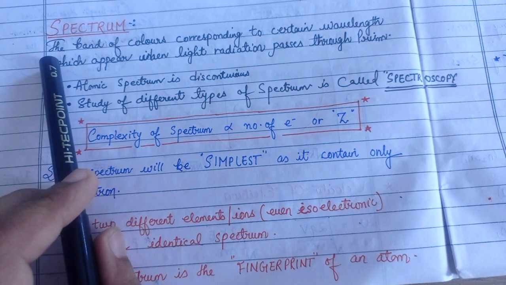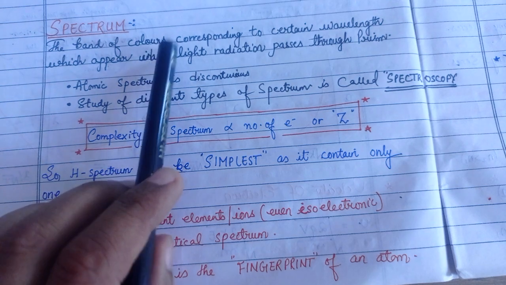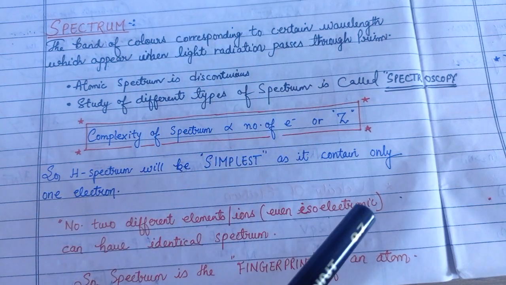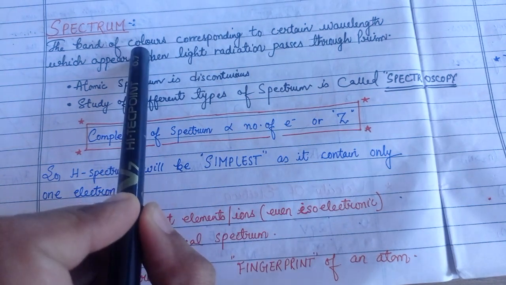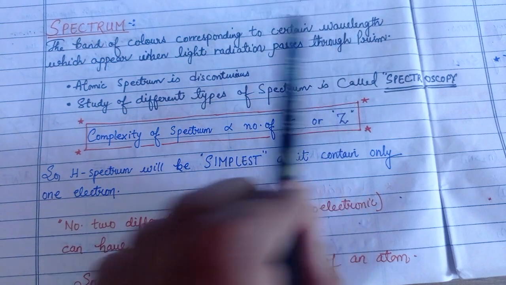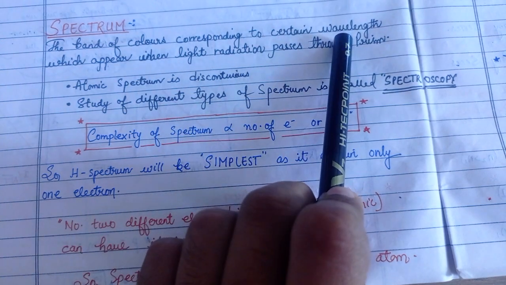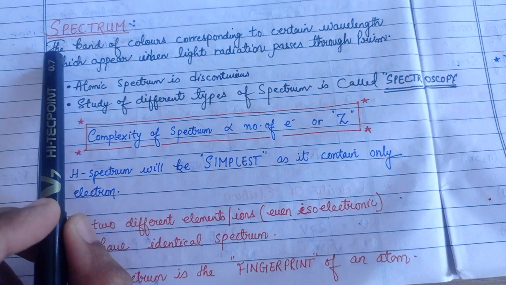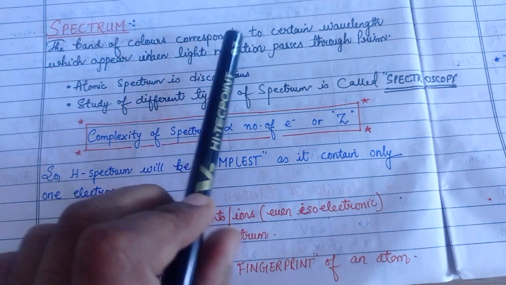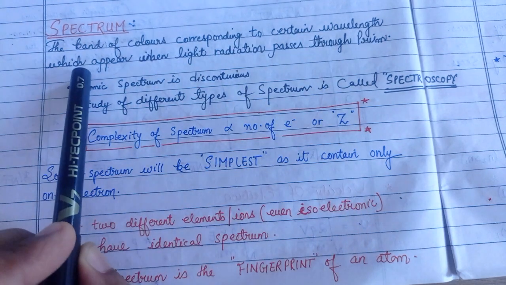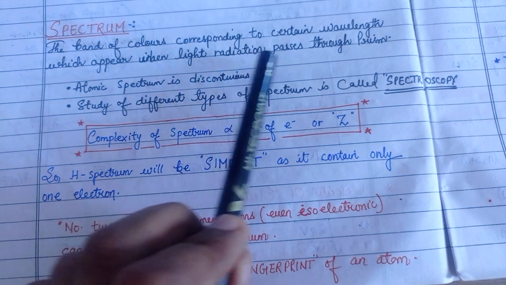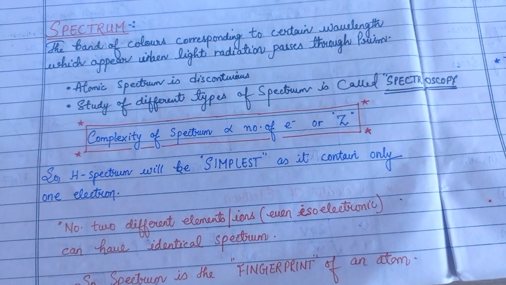You can read this definition also: the band of colors corresponding to certain wavelengths. Why? Because color represents the wavelength. Every color has a certain range of wavelength. That's why I wrote here the band of colors corresponding to certain wavelengths which appear when light radiation passes through a prism or any water solution. It is not an essential condition that it must pass through a prism, but we generalize that it passes through the prism.